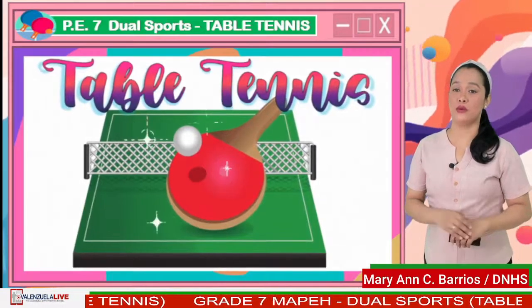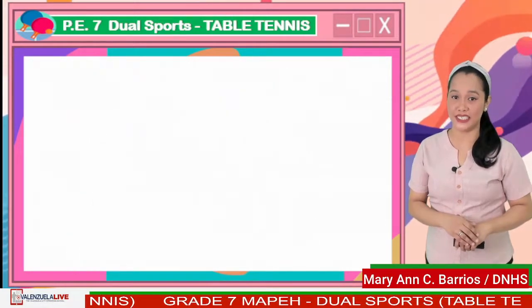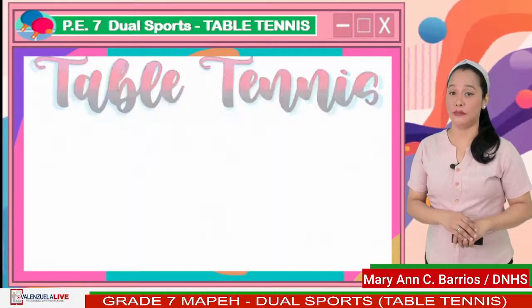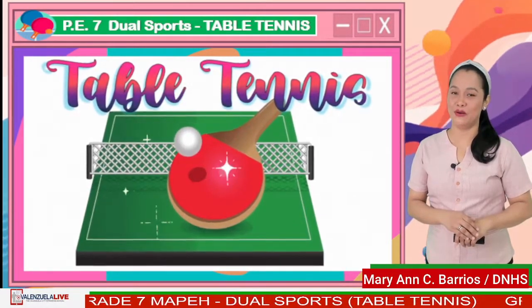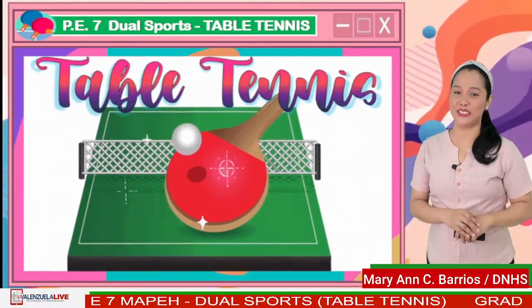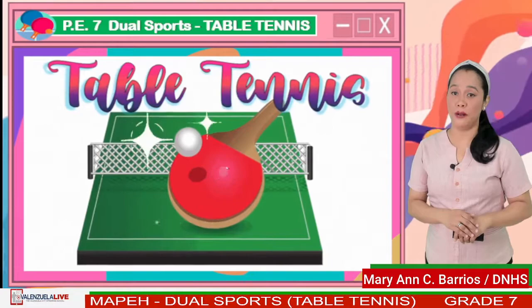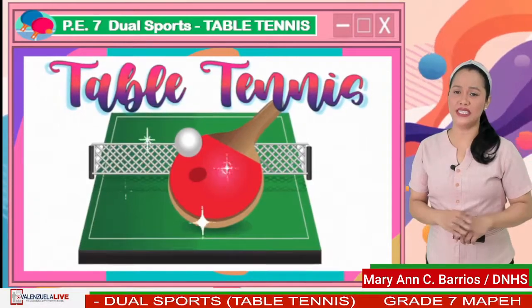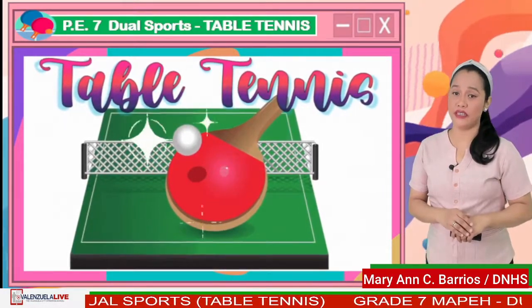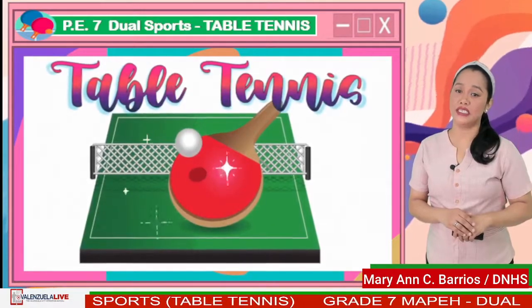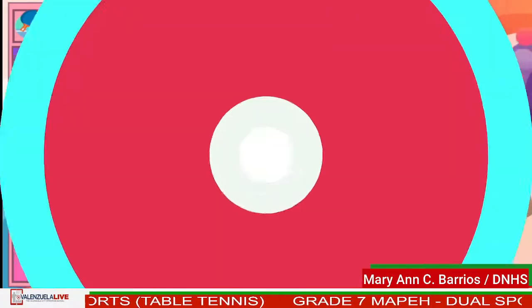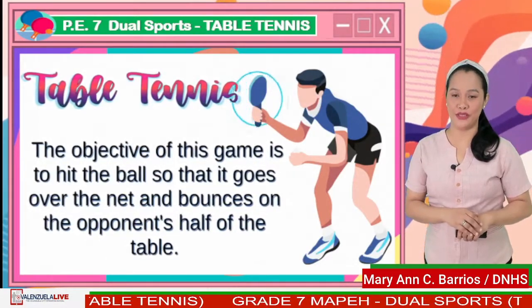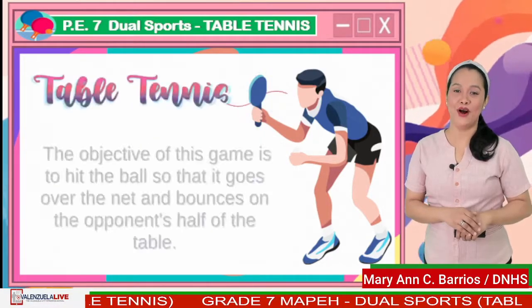Table tennis requires mental strength as well as physical skills to beat your opponent. Players can put extreme spin on the ball to make it difficult to predict or return, or can try to maneuver their opponent around the table, hoping to open up a point-winning opportunity. But the real joy of the game is its simplicity, requiring very little in the way of equipment, meaning it is a very accessible sport. The objective of this game is to hit the ball so that it goes over the net and bounces on the opponent's half of the table.